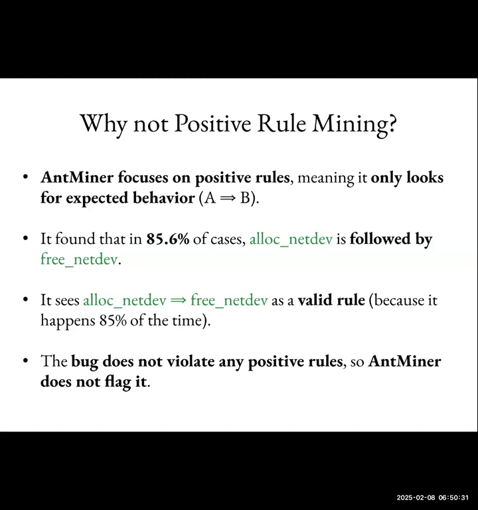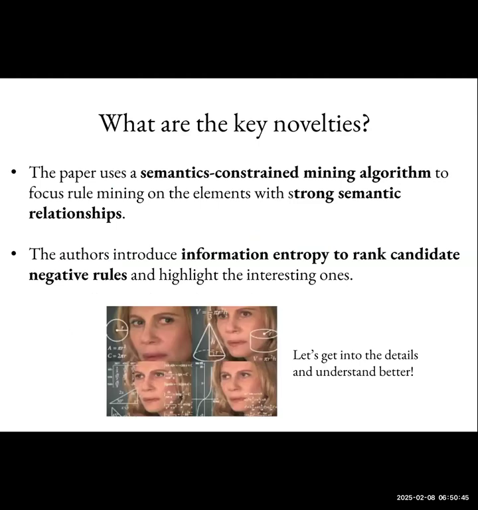So now let's look at the key novelties in this paper, which make it a good contribution, and also how they solve the issues that are faced by related work. The key novelties in this paper are twofold. The first is the use of a semantics constrained mining algorithm to focus the rule mining on elements which have strong semantic relationships. And the second is that the authors introduce an information entropy to rank candidate negative rules and highlight the interesting ones. Sounds like a lot of jargon, but we'll get into each of these in detail and try to understand it.